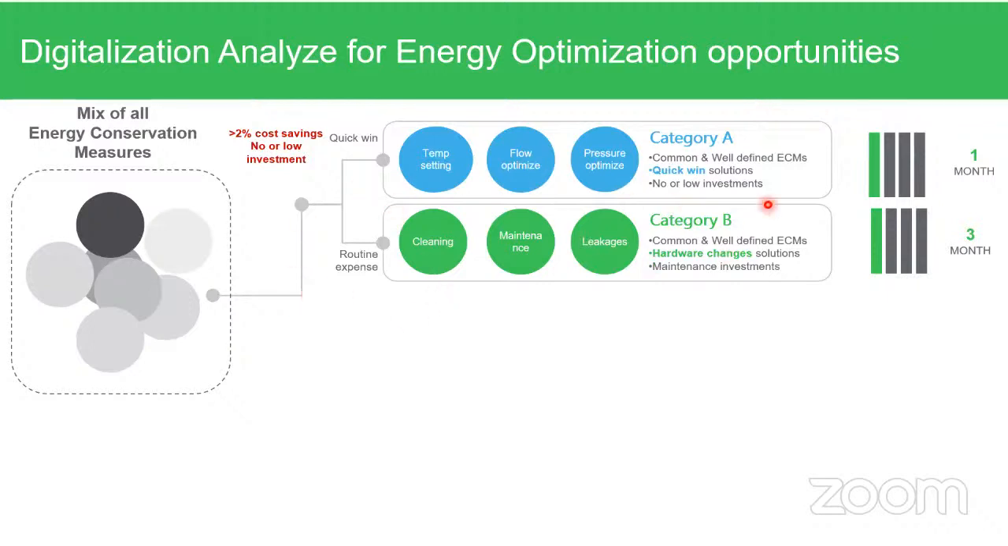So there are different categories here. Category A will help you get quick wins basically. Category B will be routine maintenance expenses. Some cleaning has to be done, some maintenance activity has to be done, and some leakages that are happening need to be arrested. So this will again give energy conservation measures.